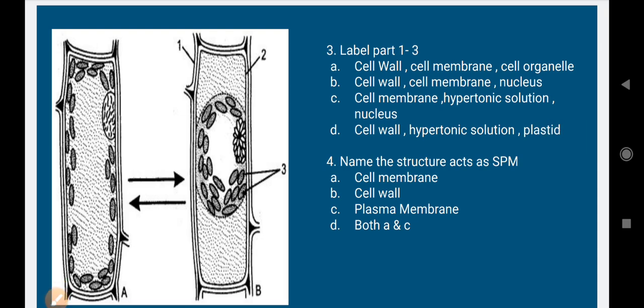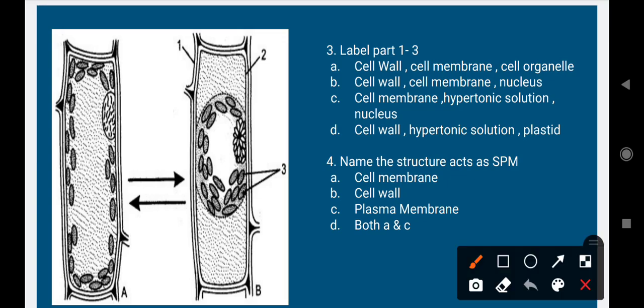Label part 1, 2, 3. This is a very important question and it is very likely to cause a mistake. So the first part is cell wall, no doubt about it. Here in part C, cell membrane is given for the first part, which is absolutely wrong, so remove it. Now there could be a doubt on part 2, whether it is a cell membrane or a hypertonic solution. And in part 3 there are two conditions. In part 3, it looks like plastid or nucleus. You should know that in a plant cell the nucleus is on the periphery, so this part is nucleus and these are plastid or chloroplast. So our B option is also incorrect.